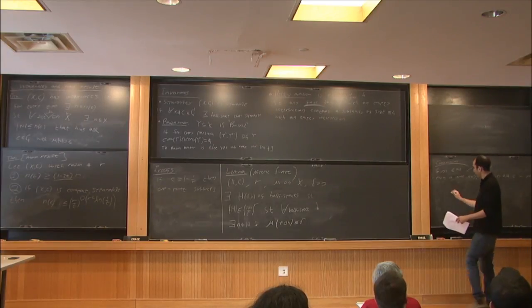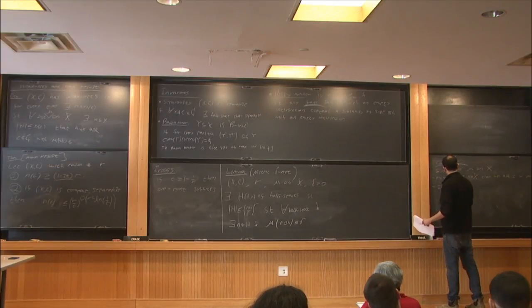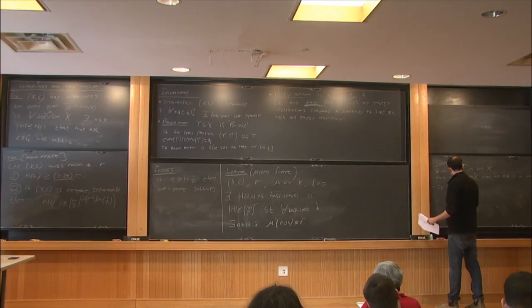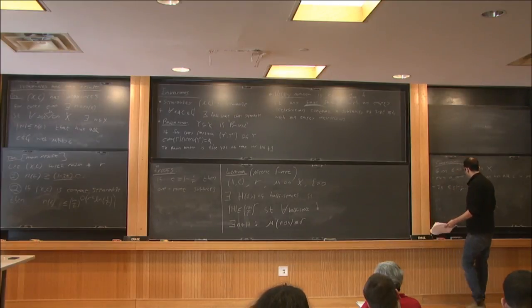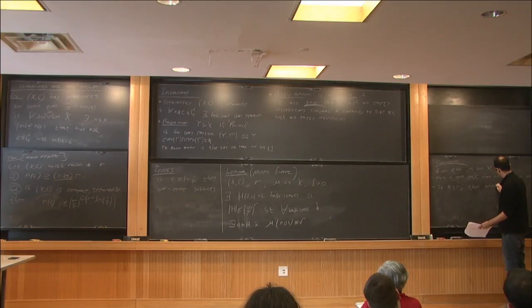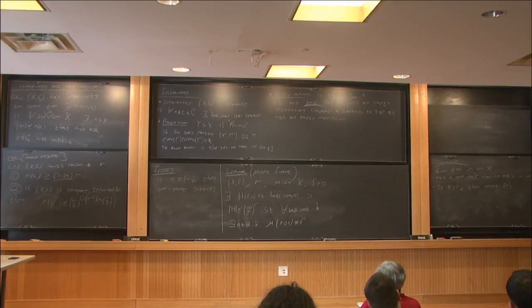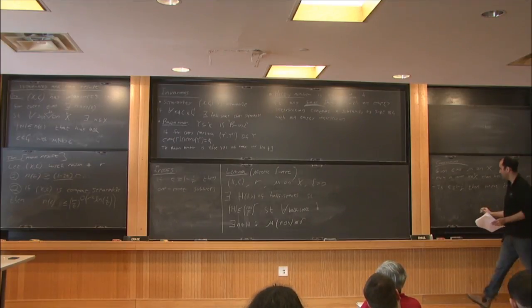Now, if epsilon is at least 1 minus 1 over R, then we are done. Then we output x. So far it's not very interesting. Now what happens if epsilon is small?